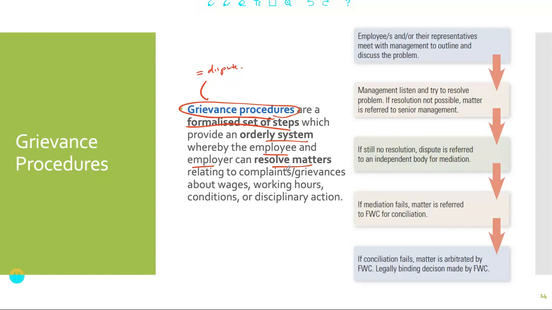These disagreements could be due to lots of reasons, and this is some of the options here in your flow chart. Now, logically, the employees or the representatives should be able to meet with management to outline it. Management should listen and try and resolve it, and if not, refer it to someone more senior.